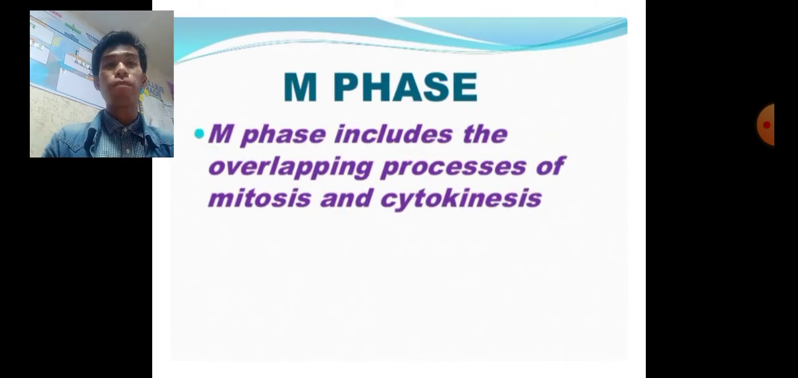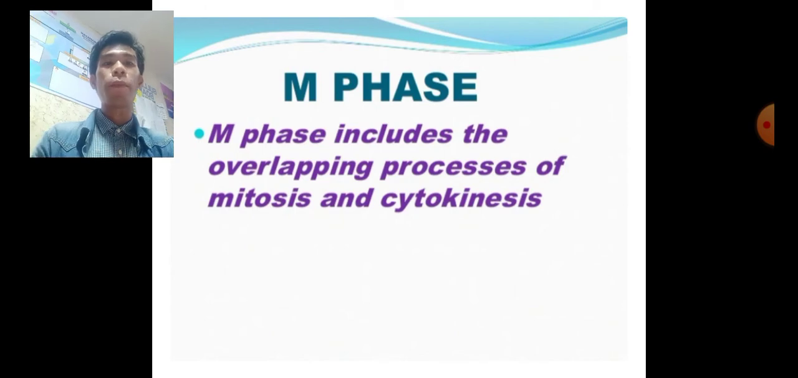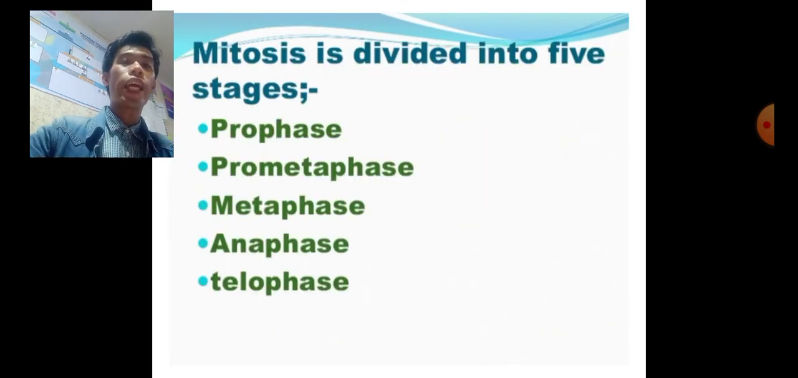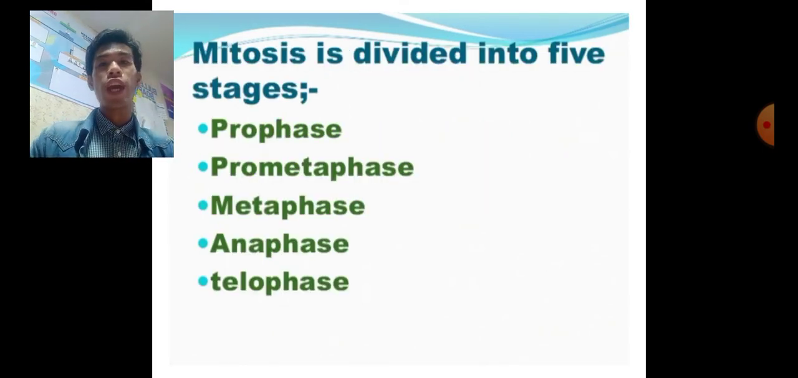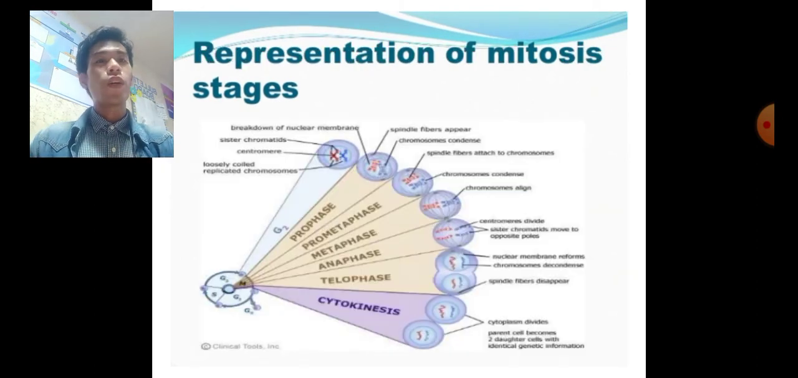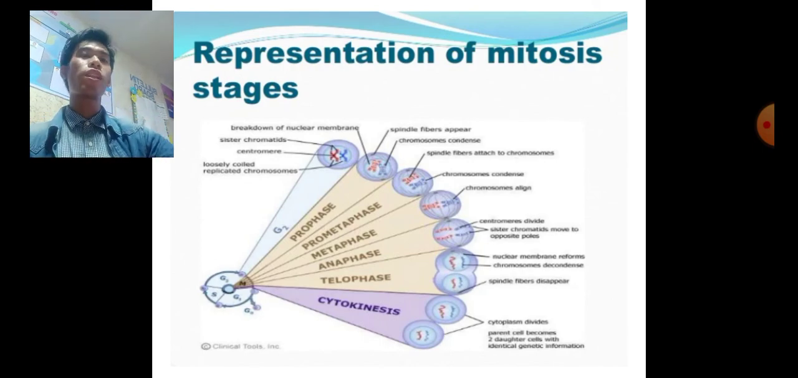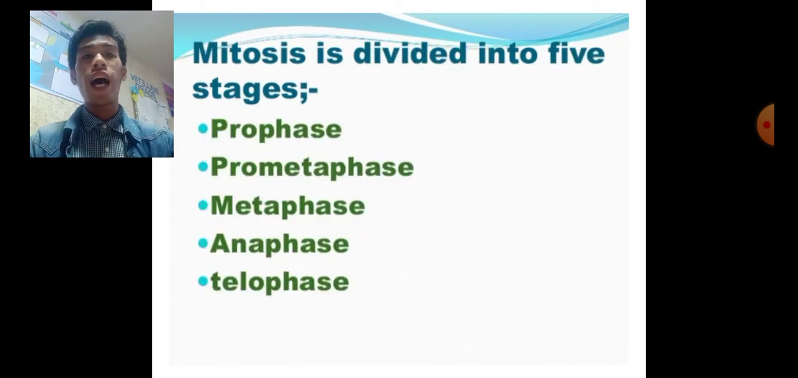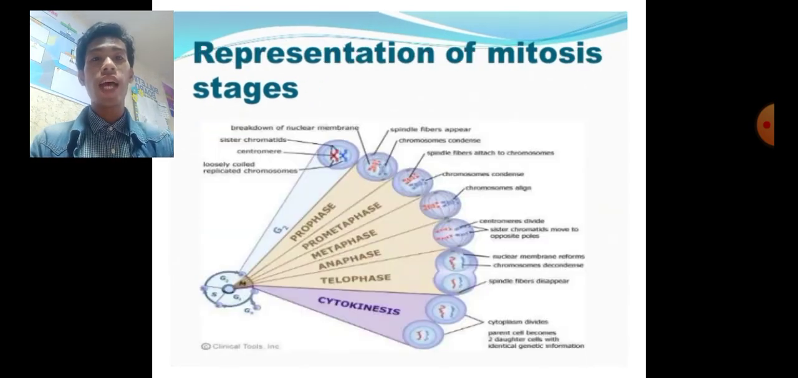So we have here the M phase. The M phase includes the overlapping process of mitosis and cytokinesis. The mitosis is divided into five stages. We have the prophase, prometaphase, then metaphase, anaphase, and telophase. These are the different structural forms of the presentation of the mitosis stages, including the different divided stages.